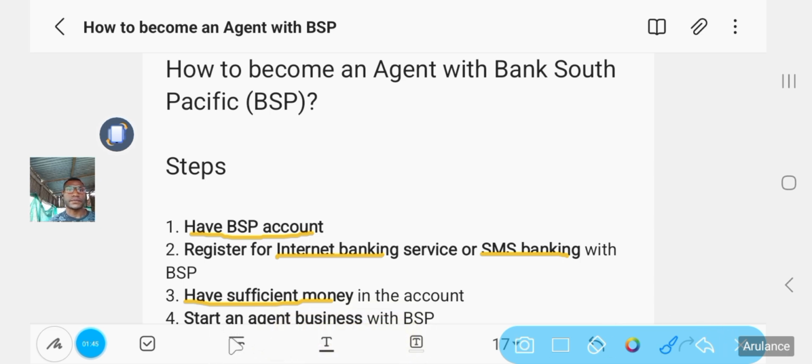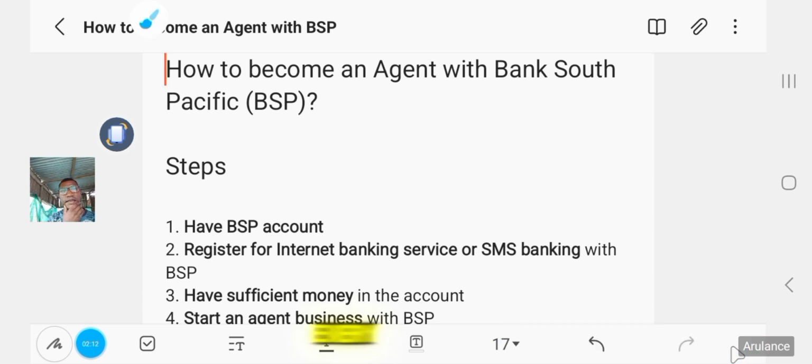And the final step is to start your agent or agency business with BSP. So these are the 4 important steps that you have to follow in order to run a successful agency business with BSP. For every successful transaction that you do, you will have to charge 10%. It depends on you as a person.